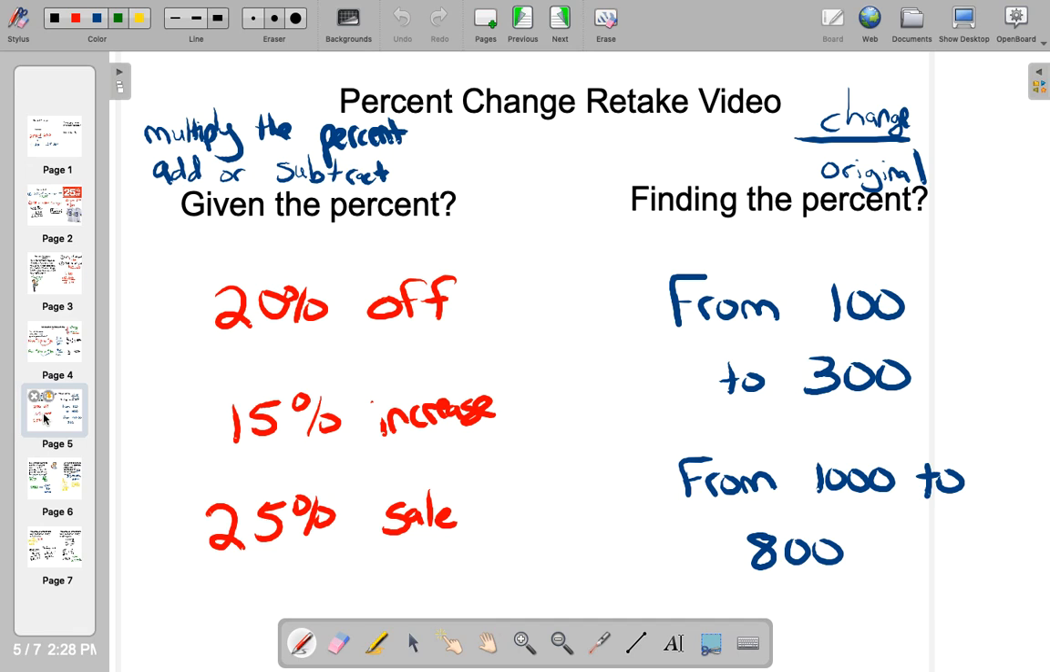Okay? Like we talked about many times already, there are 2 different types of percent change problems. Just remember that you do not mix them up. You always want to figure out, am I given the percent or am I finding the percent? As always, if you have any questions, please let me know.